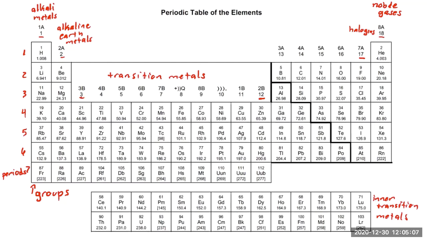So now that we know a little bit about that, a couple other names you might hear is, if we look at our first two groups here, our first two columns, group 1 and 2, groups 1 and 2, and then also groups 13 through 18. It's kind of the two ends of our periodic table. They're known as our main group elements.